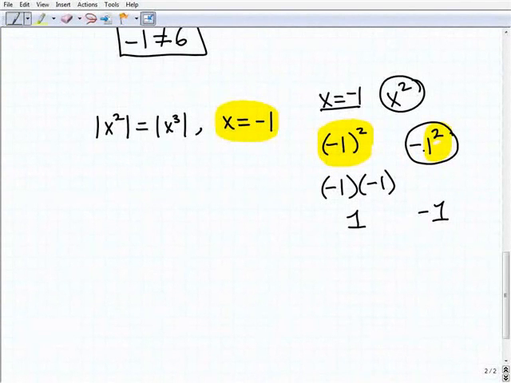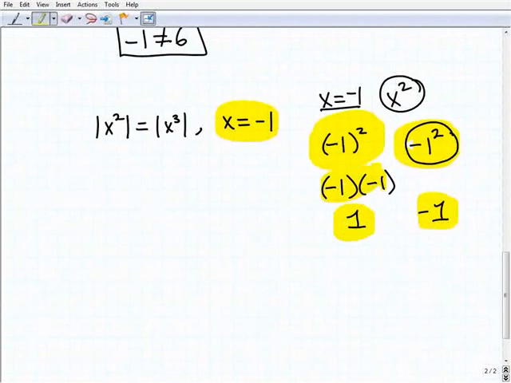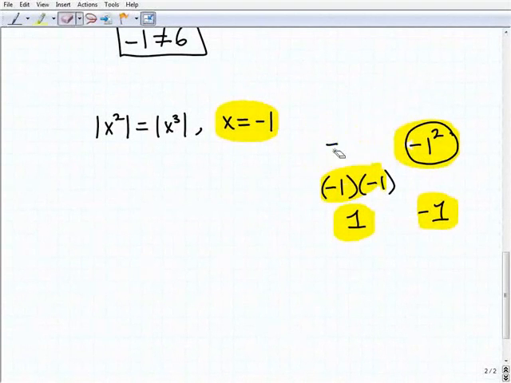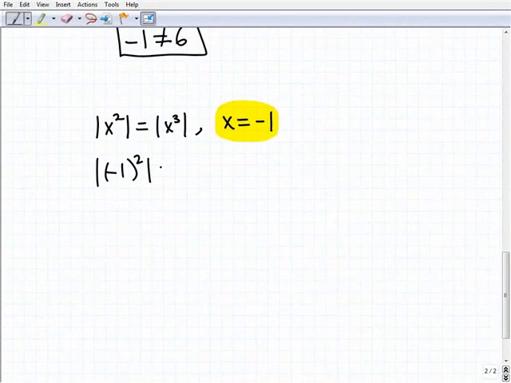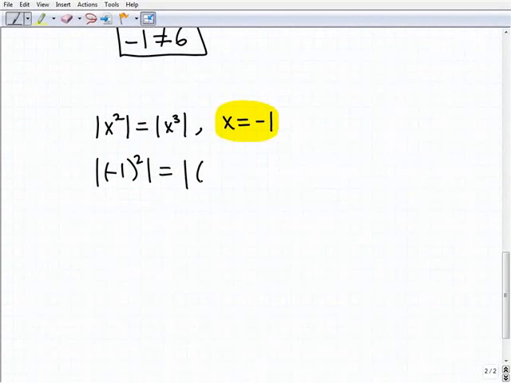So when you see this expression, that's equal to -1, and when you see this expression here, that's equal to +1. It's really easy to make a mistake if you don't know how to evaluate a numeric expression. This is a common mistake that students make. That's why I took the time to review it. Let's go ahead and do this problem now. So we have the absolute value of (-1) squared. We want to see if that's going to be equal to the absolute value of (-1) cubed.